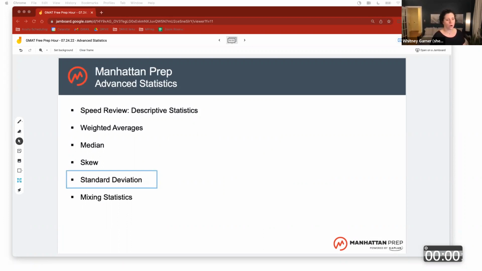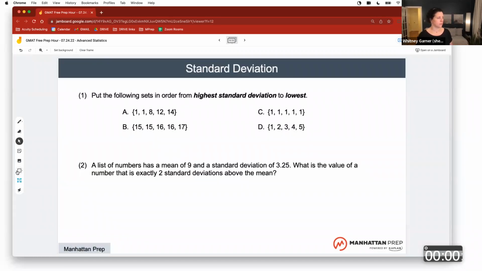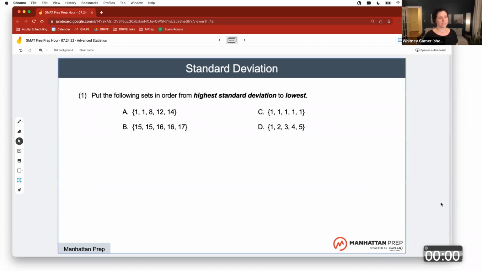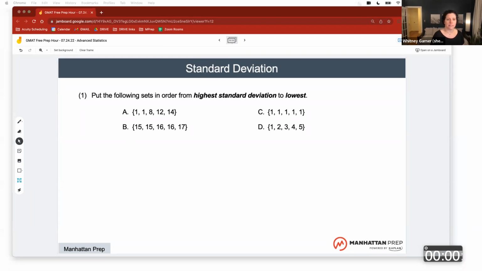So let's start with a little quiz. And we'll do the first one. So let's take about 30 seconds and see.